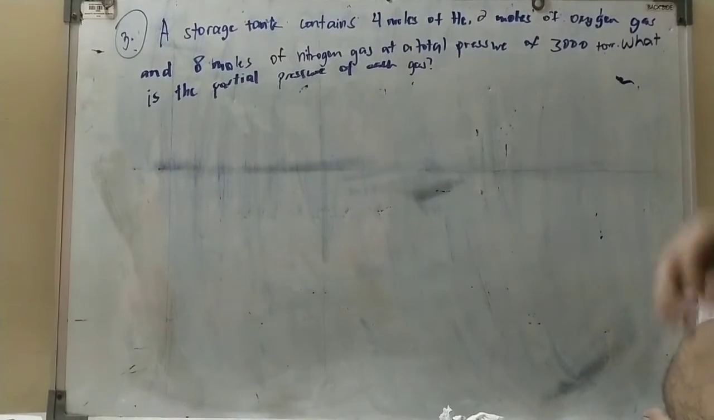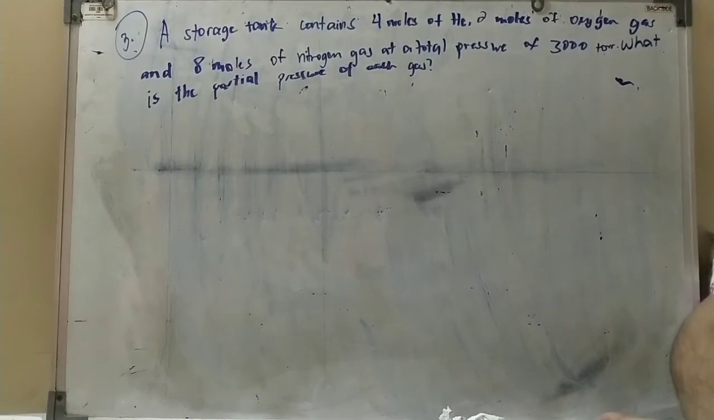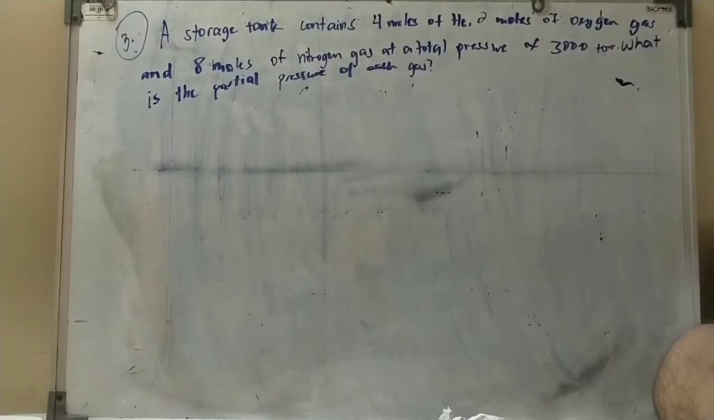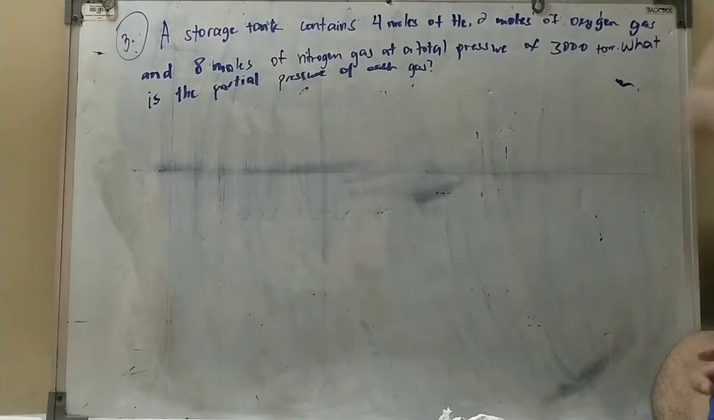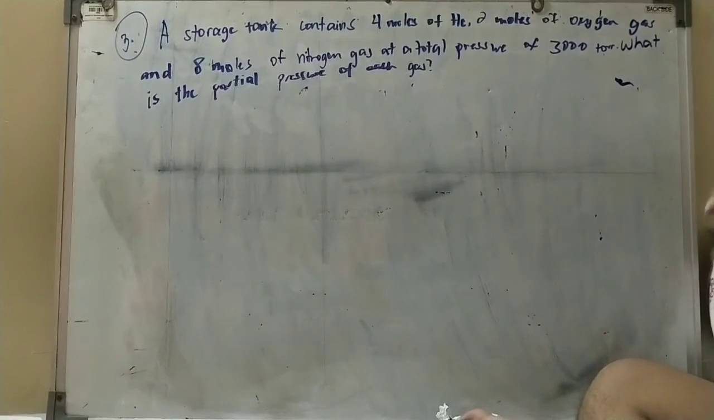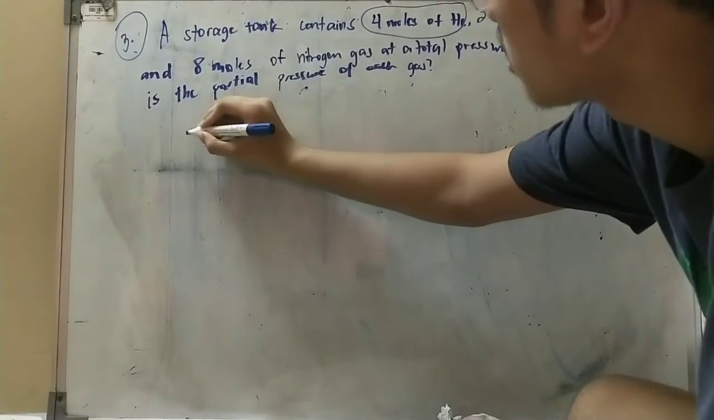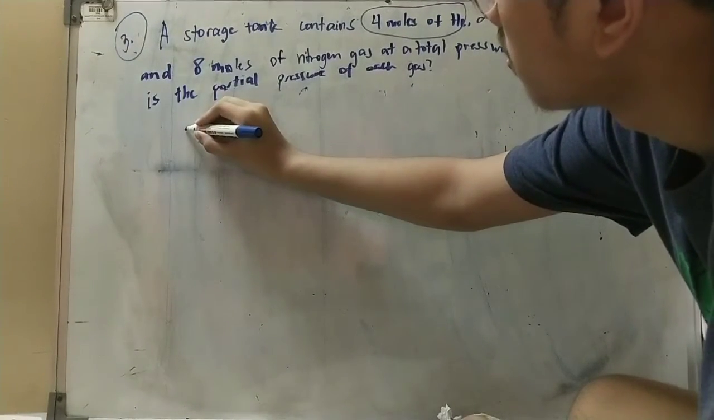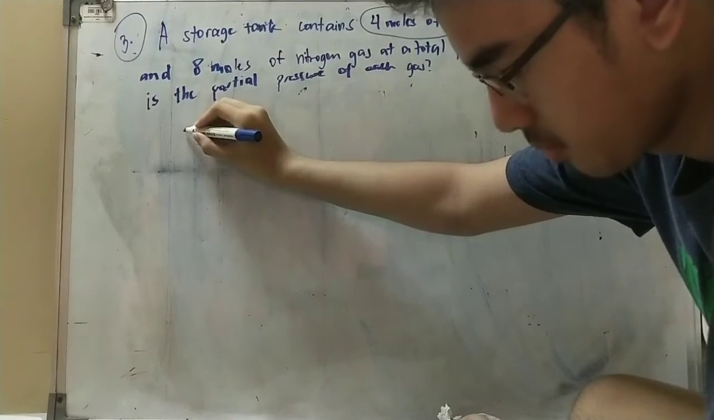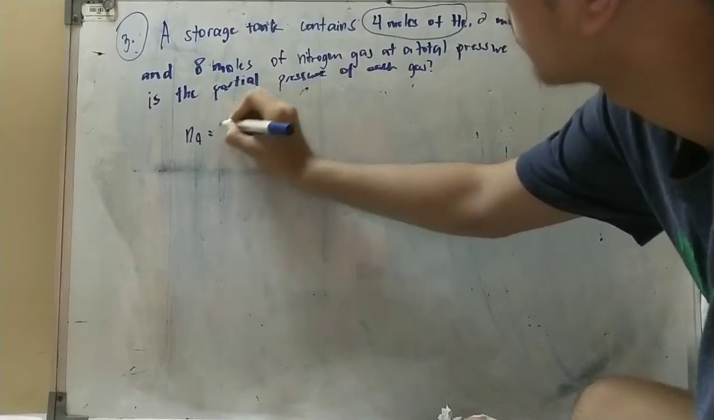A storage tank contains 4 moles of helium, 2 moles of oxygen gas, and 8 moles of nitrogen gas at a total pressure of 3000 torr. What is the partial pressure of each gas? So let us first look at the values we see in the problem. Our first value that I see is 4 moles of helium. So let's put Na is equal to 4.